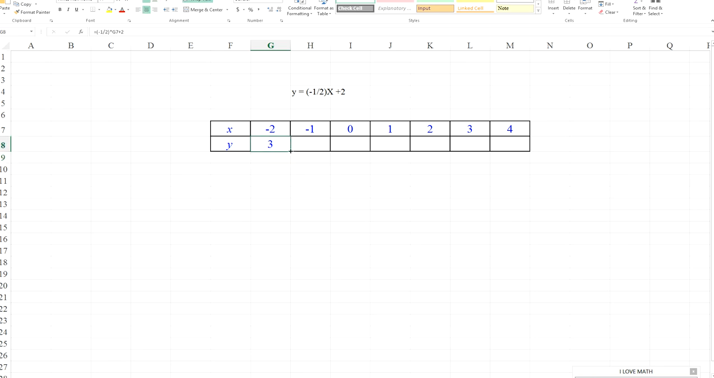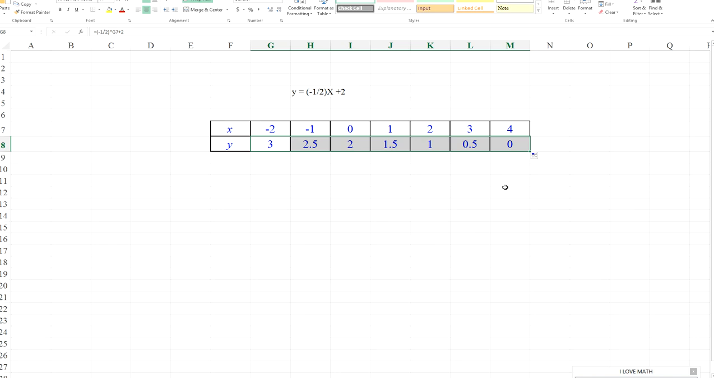Now to do all of these calculations, the only thing that I have to do is take the cursor right here on the bottom right hand side, and when the plus sign appears, hold the left mouse key and then drag it all the way here. And then when I'm there, I release the key and all the calculations are done. Okay? Everything is done. 3, 2.5, 2, 1.5, 1, and 0.